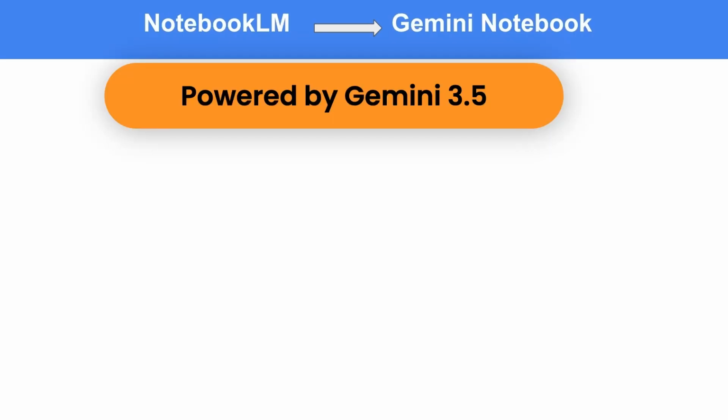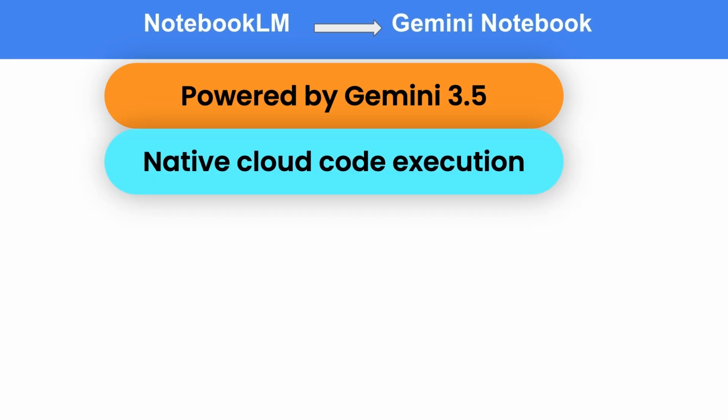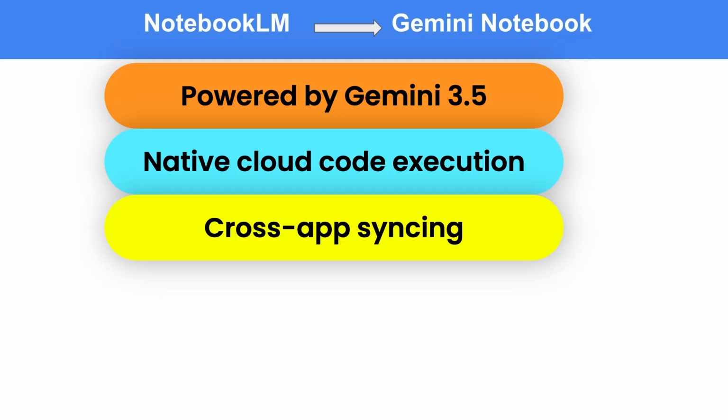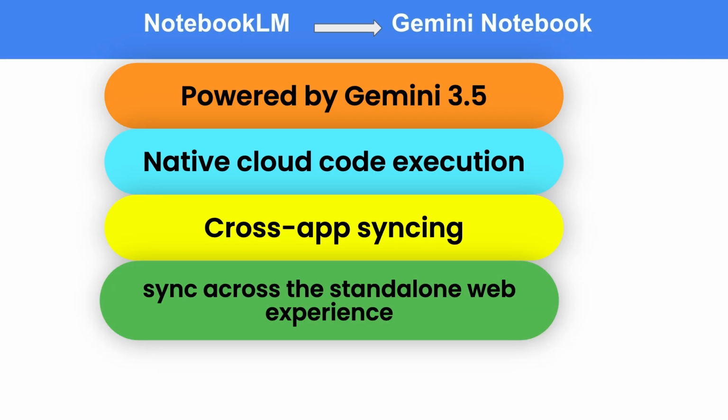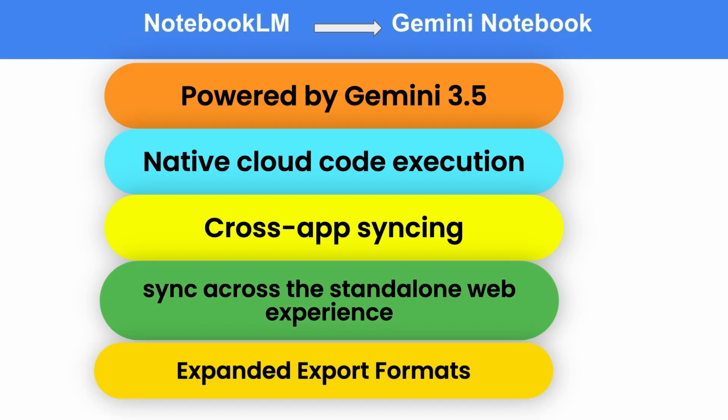As of July 2026, NotebookLM has been officially renamed to Gemini Notebook. Powered by Gemini 3.5, the core AI underlying the platform was upgraded to the Gemini 3.5 model architecture. Native cloud code execution. Every notebook now has a secure cloud computing environment. Cross-app syncing. Notebooks now sync across the standalone web experience, the Gemini app, and Google Search. Expanded export formats. Outputs can now be exported natively to Word, Excel, PowerPoint, EPUB, JSON, and PDF files.